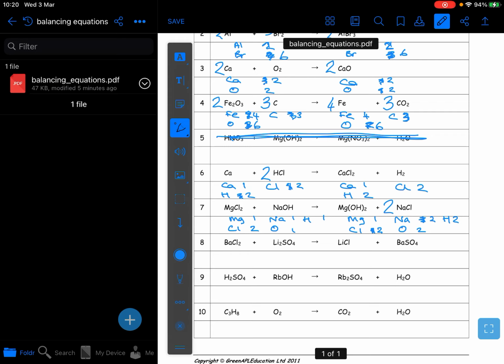Now, on the right-hand side, I have 2 sodium, 2 oxygen and 2 hydrogen, and I only have 1 of them on the left-hand side. But that's really easy to correct because, look, we've got them all bunched together. So by putting a big 2 in front of that, we can turn them all into 2s. Check it.